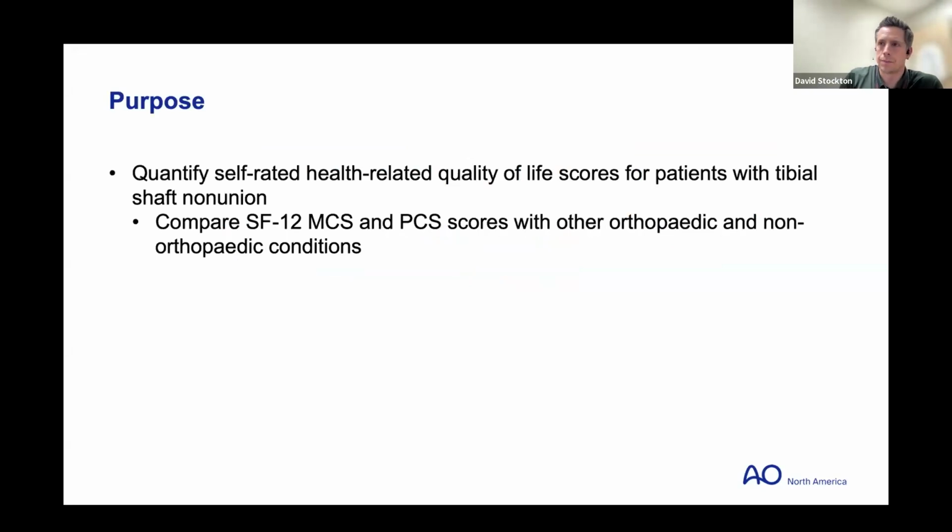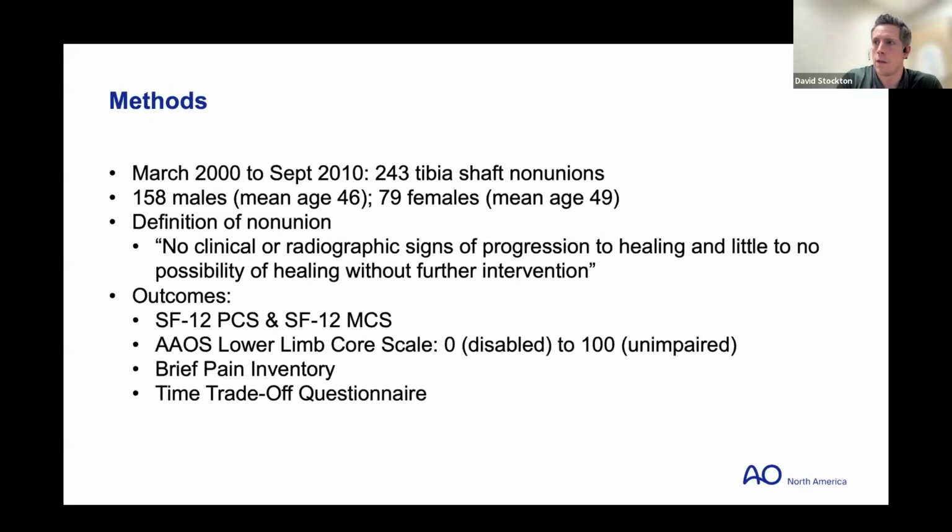The purpose was to use self-rated health-related quality of life scores for patients with tibial shaft non-unions and compare their SF-12 mental component and physical component scores with other orthopedic and non-orthopedic conditions. They aggregated 243 tibia shaft non-unions, so a fantastic sample size. Their definition that they used was that no clinical or radiographic signs of progression to healing and little to no possibility of healing without further intervention.